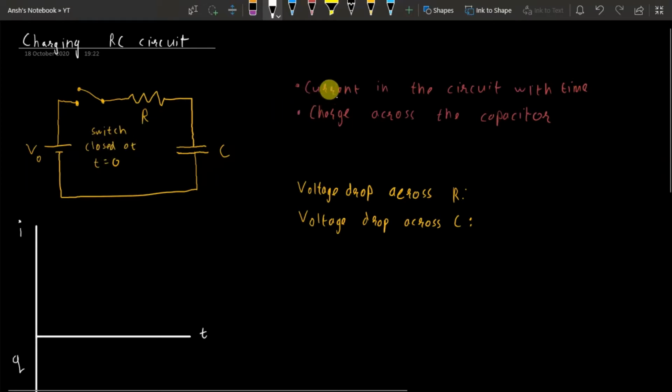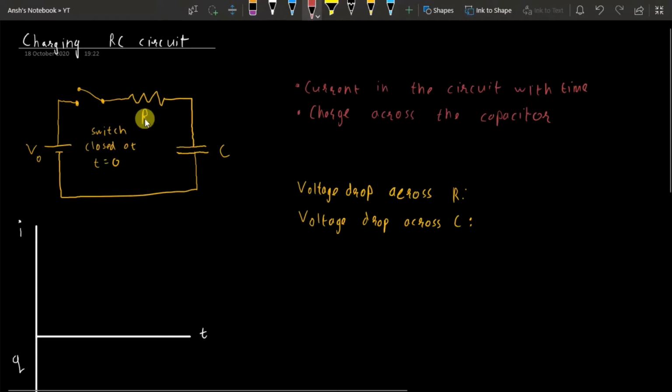We want to find out, if we close the switch at time t equals 0, what the current in the circuit is as a function of time, and we want to find the charge that will be stored across the capacitor as a function of time. To proceed to find these functions, we need to solve Kirchhoff's rule.